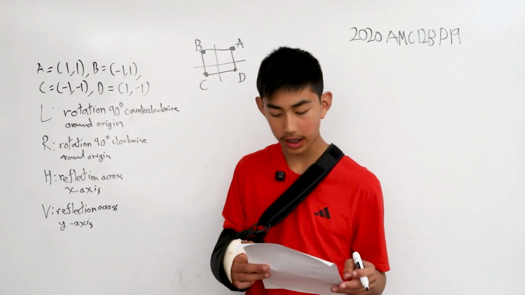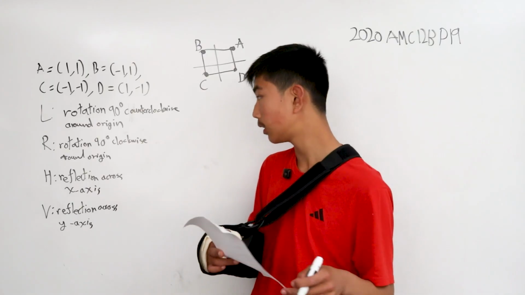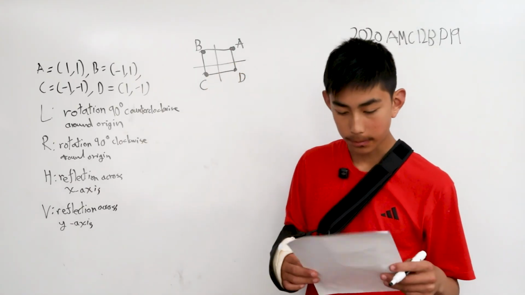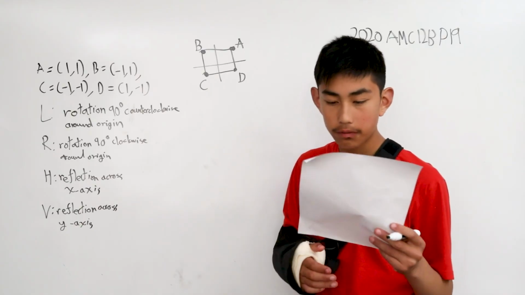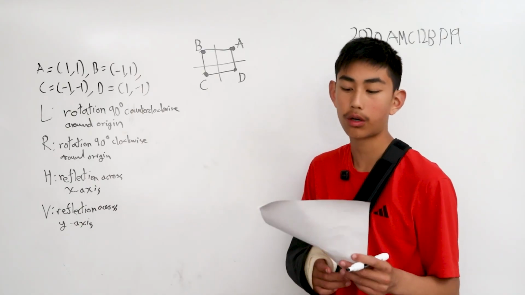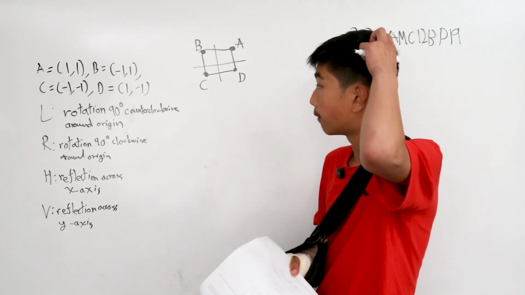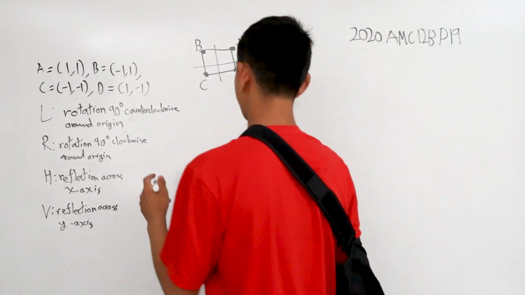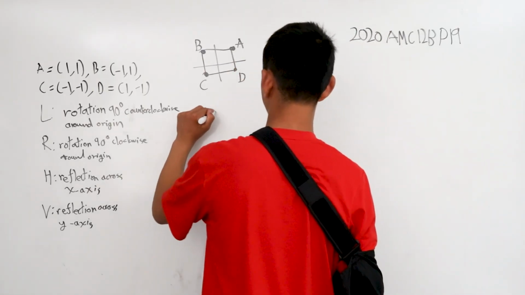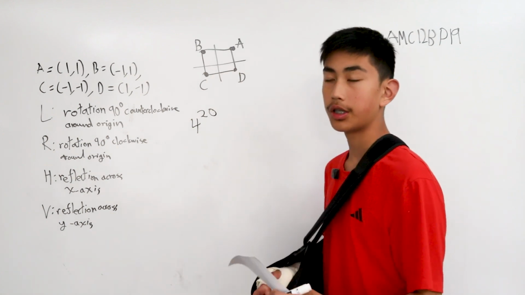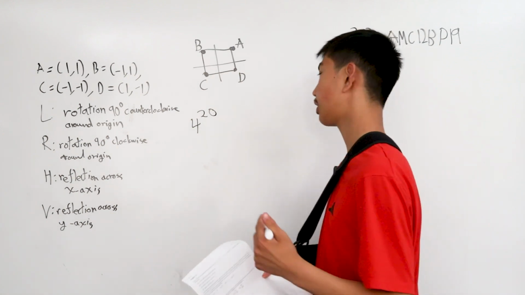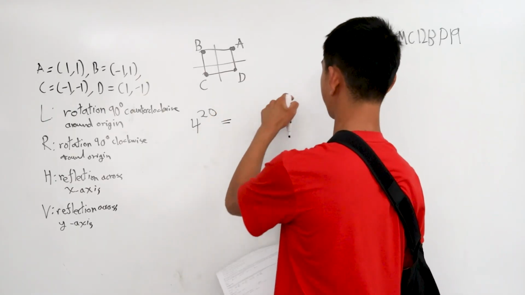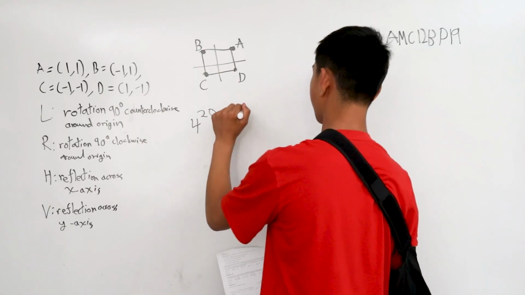So the first thing to look at in this problem is, we have this square, and we have 20 transformations and 4 ways to transform it for each transformation. So the total number is going to be 4 to the power of 20. But in the answer choices, most of the answers are shown in powers of 2. So we want to convert it into powers of 2. You just multiply the power by 2. This becomes 2 to the power of 40.